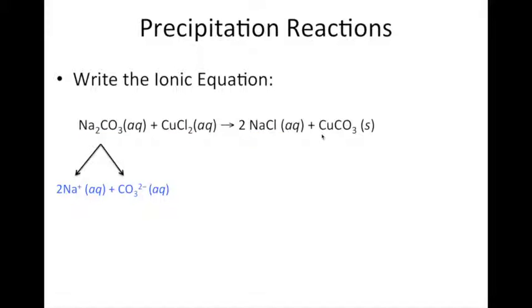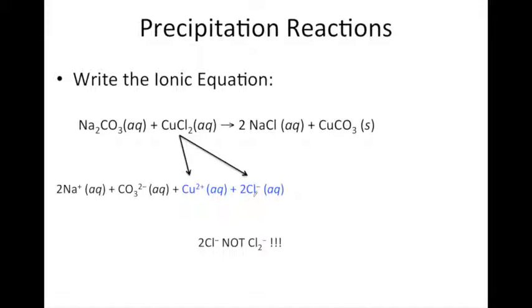The sodium carbonate actually dissociates. We have 2 moles of sodium ions, 1 mole of carbonate ions, so we're going to write it in its dissociated form. Now remember, don't write sodium as Na2+. It's 2 Na+, 2 moles of sodium ions, not Na2+. Then we write the copper chloride. We have 1 mole of copper ions, 2 moles of chloride ions, and again, be sure to write the chloride as 2Cl-, not Cl2-. That's incorrect.